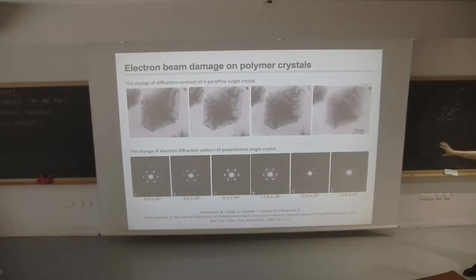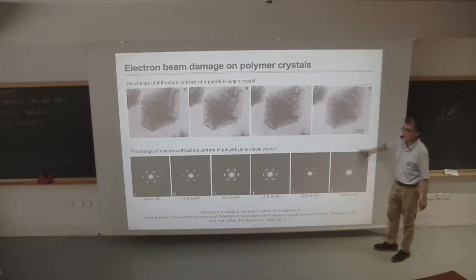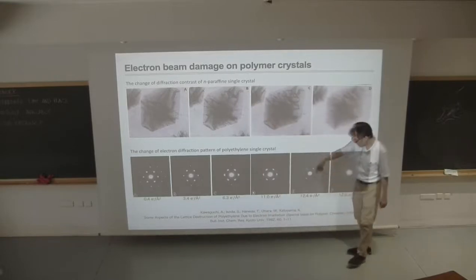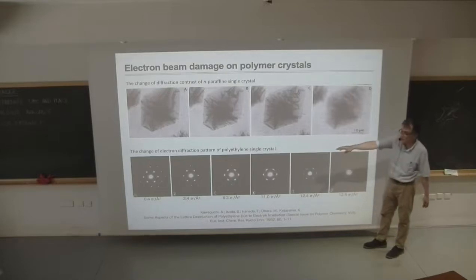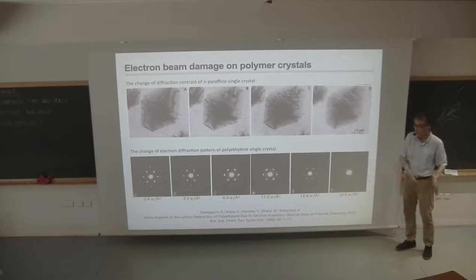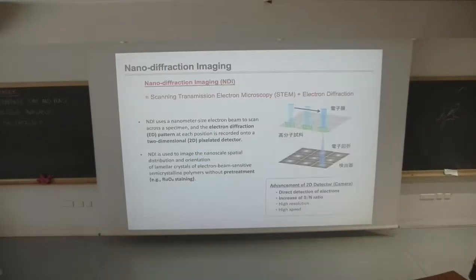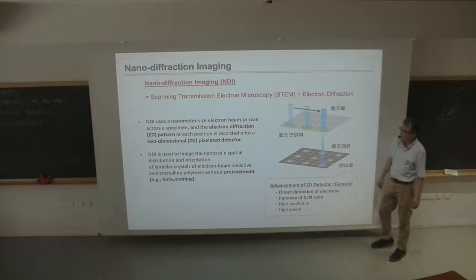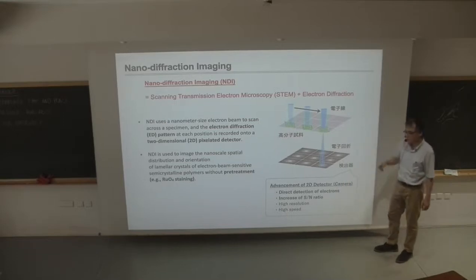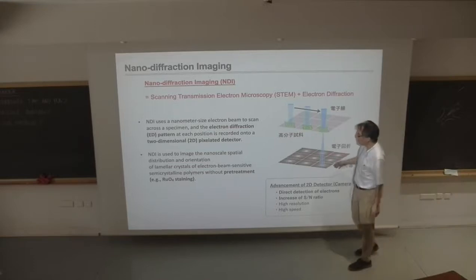Again, we have to take care of this problem. This is old data from Kyoto University. They used a single crystal, a normal paraffin single crystal, and they shine the beam, and look at how much dose it takes for the electron diffraction to disappear. This is one reason why people were doing electron diffraction in the 60s and 70s, but it is so tedious to take a diffraction under the electron microscope, so they all moved to X-ray scattering. That's a history. Now we have a very good camera so that we can reduce the dose quite a lot. Then we can do this kind of experiment.